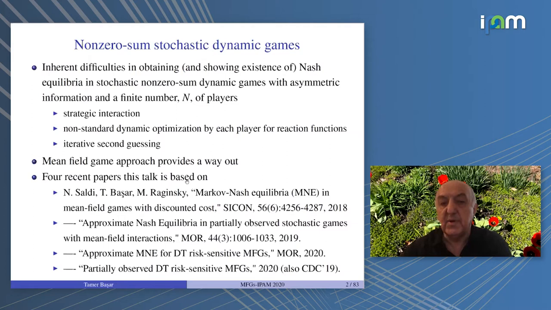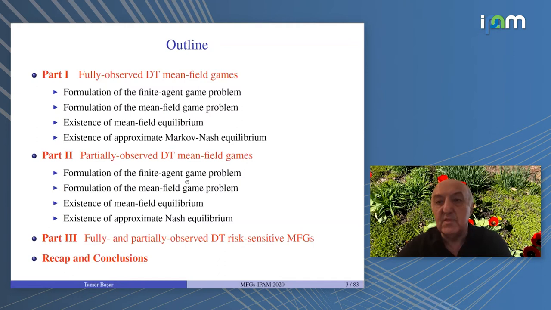So here's the outline of the talk after this long introduction. It consists of three parts, and all these three parts, at a very high level, follow the same sort of approach. As I indicated, our interest is in obtaining a solution to finite-agent, finite-population games, but this is impossible to do. So we go to the mean field game problem and then justify, of course, that it's an appropriate limit of the finite game problem as n, the number of players, goes to infinity.